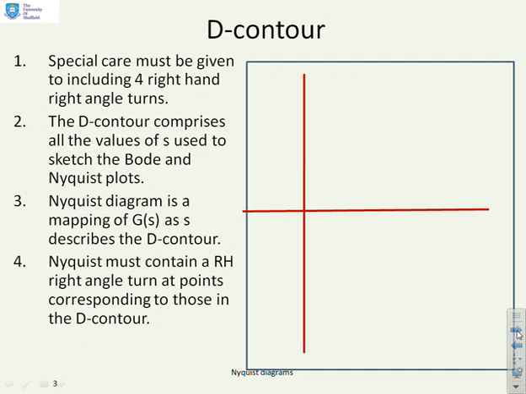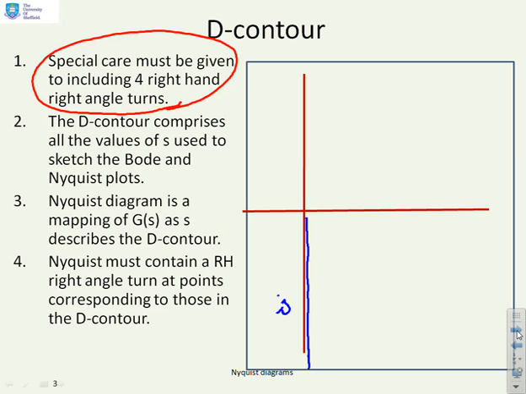Now you'll notice at the top something we've said. The most important point is that the D contour has got 4 right-hand right-angle turns, and we need to include those. But first, let's sketch the D contour. It starts at the bottom of the negative imaginary axis, so I'm going to put it alongside just so you can see. In essence it comes up the negative imaginary axis, so that's all the values minus j omega, and we'll put an arrow to make sure we get the direction correct.